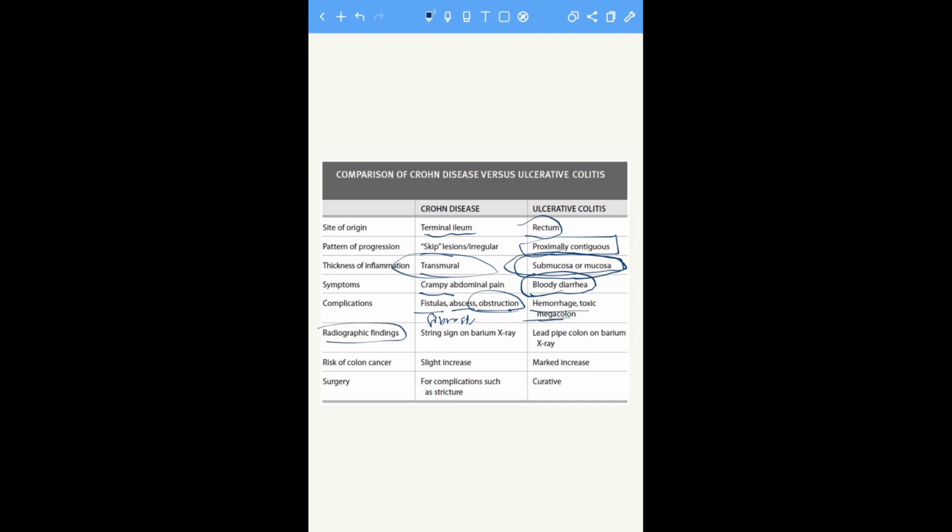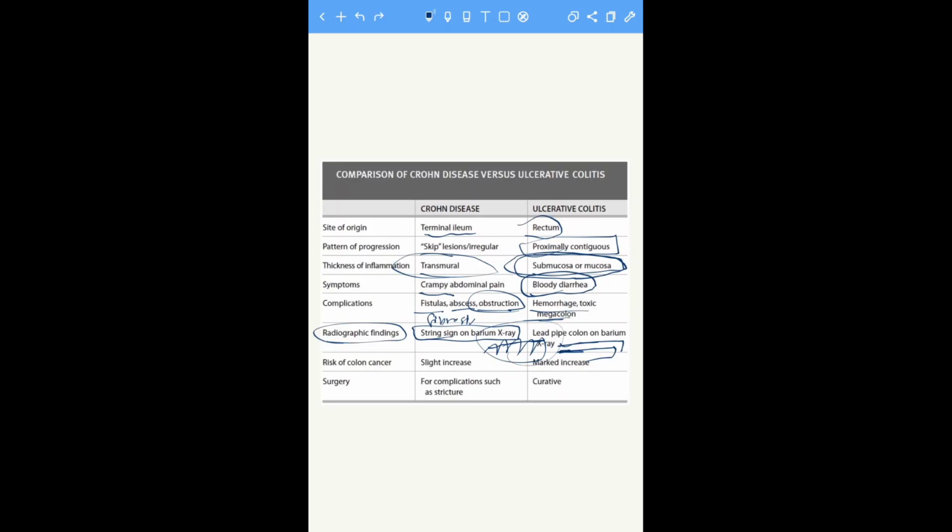The radiological signs that we find: string sign on the barium X-ray in Crohn's. In ulcerative colitis, we will see lead pipe colon on the barium. We will find it like that, okay, like lead pipe. There is loss of haustration of the colon. There is no haustration like that. It is only like a pipe, lead pipe, because there is inflammation of superficial areas.